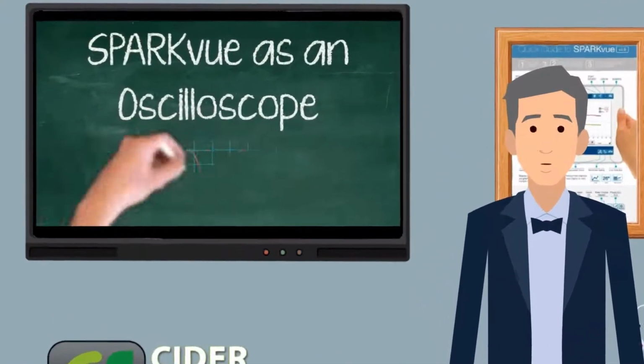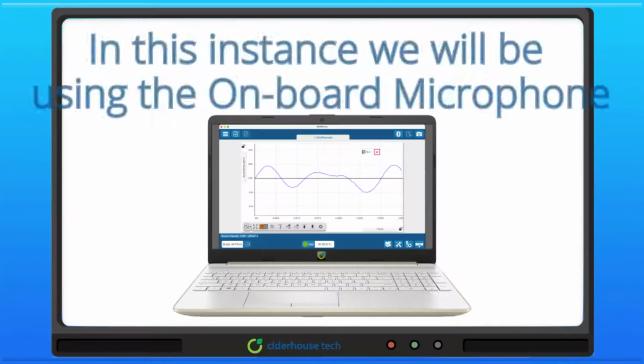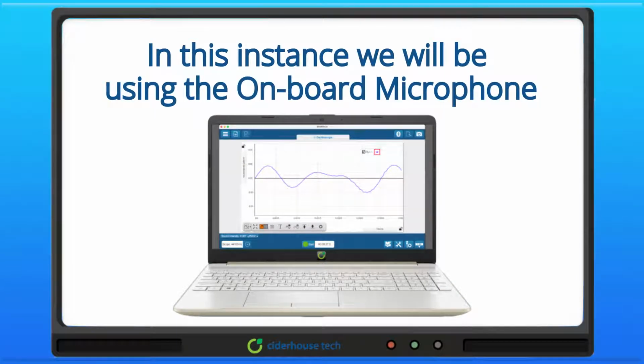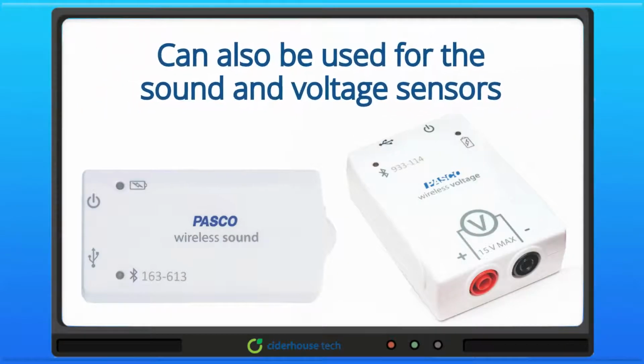SparkVue as an oscilloscope. In this instance we will be using the onboard microphone. The scope display can also be used for the sound and voltage sensors.